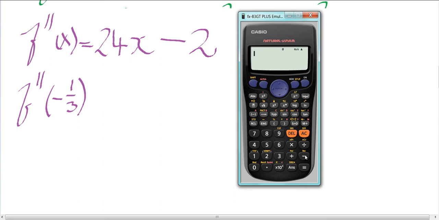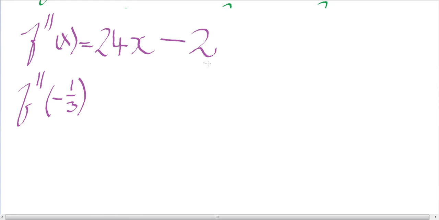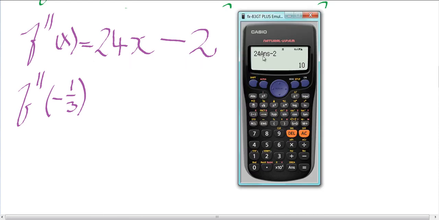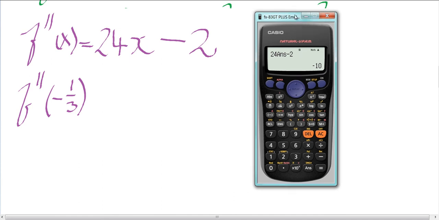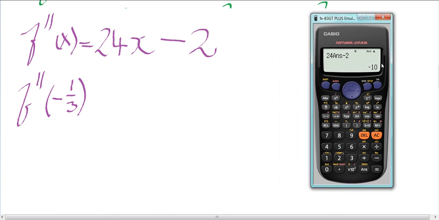Now, I want to sub in minus a third, so I make minus a third my latest answer, press equals, go up to where you typed in that function. Where did I type that function in the memory? There it is, 24 times x, pretend it's x, minus 2. As soon as I see it, I can press equals. Now what just happened? It subbed in minus a third into that expression there. And what do I get? Minus 10. Now remember what I said, for the second derivative, I don't care what the answer is when I sub it in.